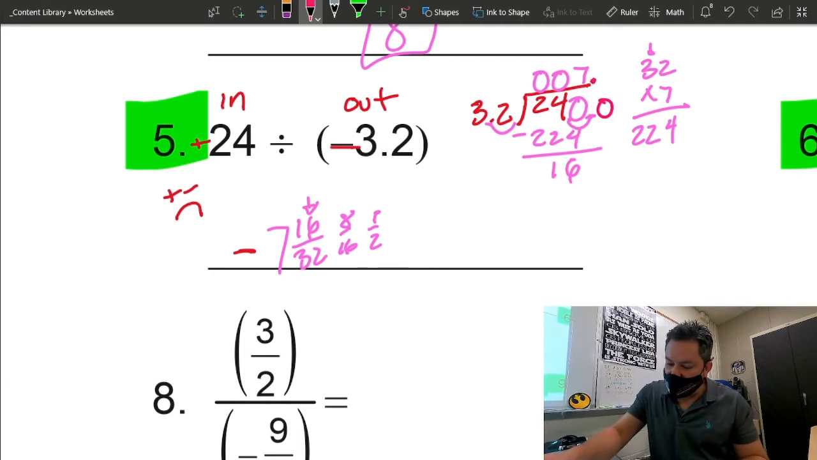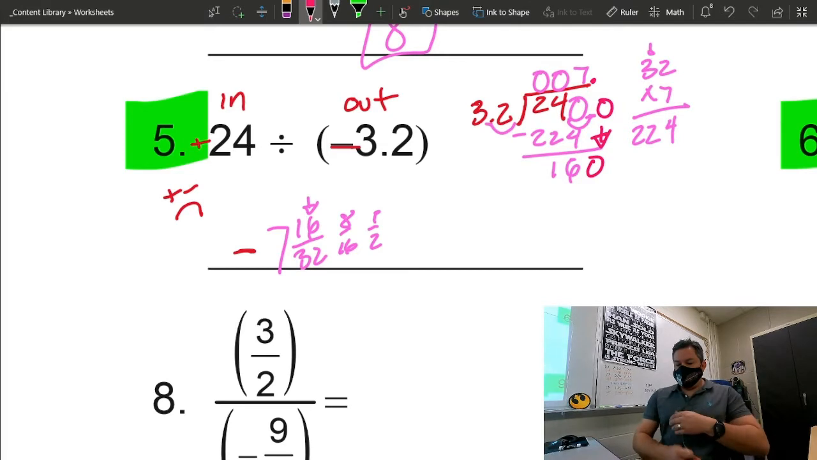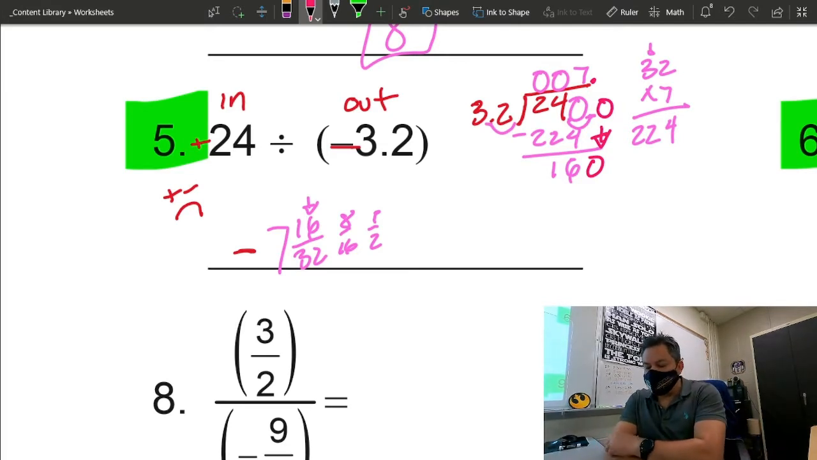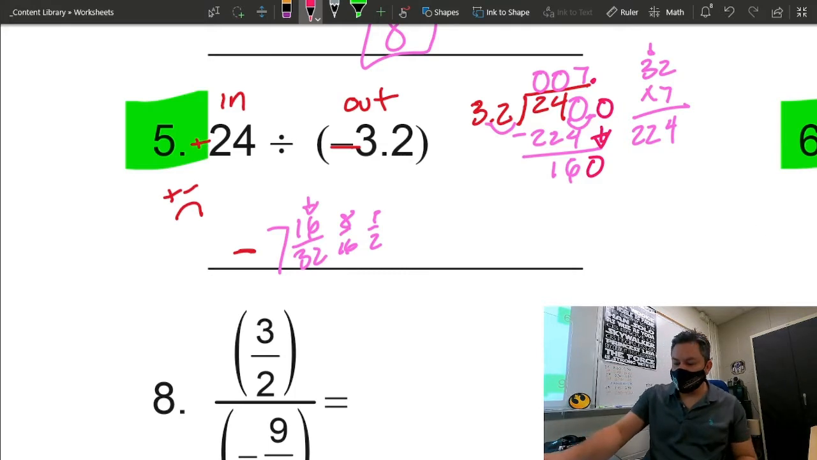And bring the decimal up. Bring the 0 down. How many times does 32 go into 160? Again, we gotta estimate, right? So 30, 60, 90, 120, 150. So I'm gonna say 5 times.